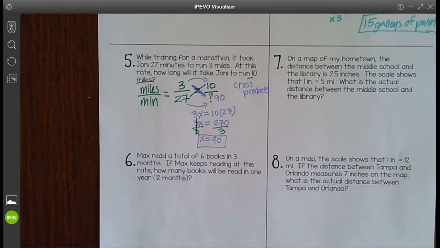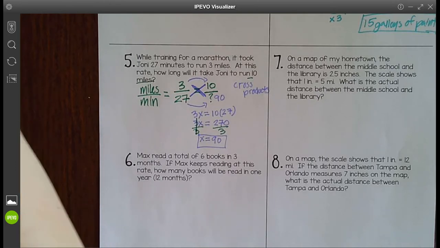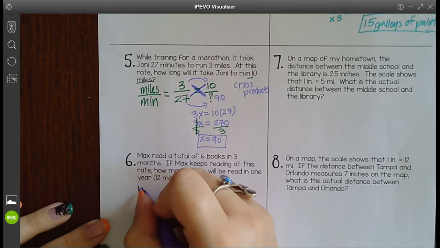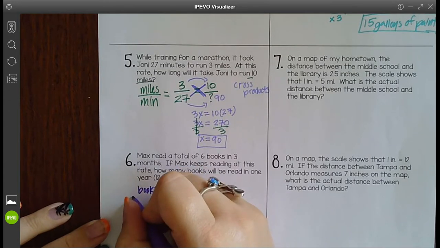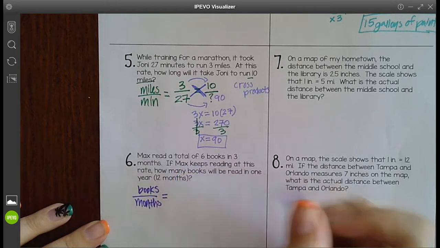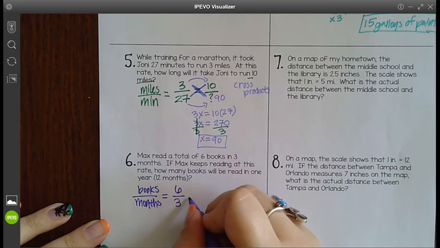All right. The next one says, Max read a total of 6 books in 3 months. If Max keeps reading at this rate, how many books will be read in 1 year or 12 months? So I'm talking about the number of books read in how many months? Well, it says he read 6 books in 3 months.